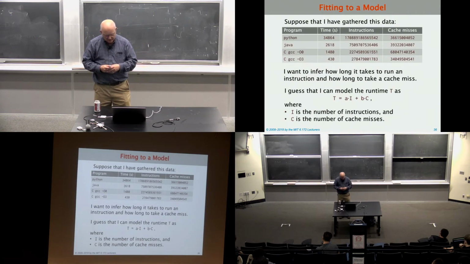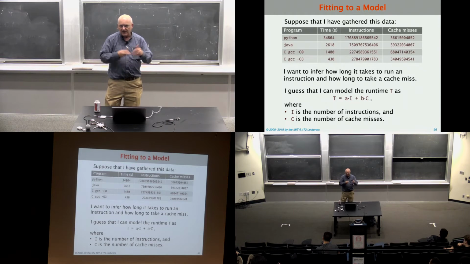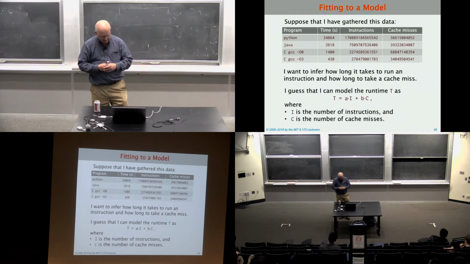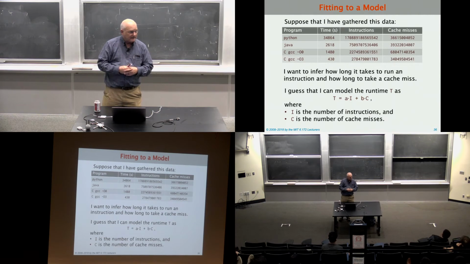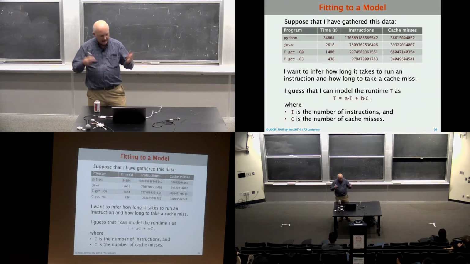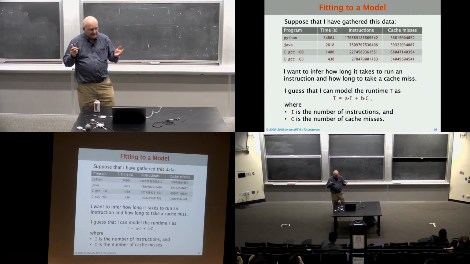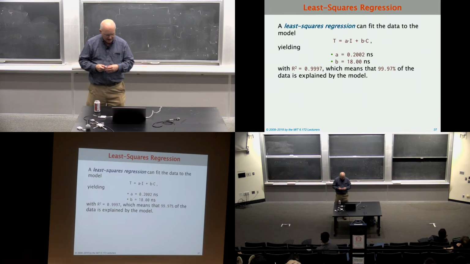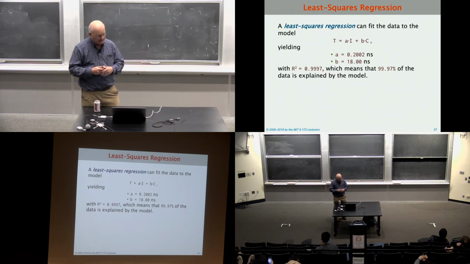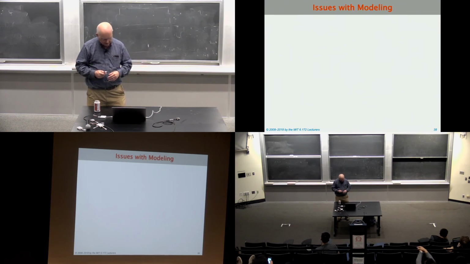The last thing that I want to talk about, which I won't, is fitting to a model. Sometimes you measure things, but you're interested in derived statistics, such as gathering some time, counting instructions, counting cache misses, and asking what you can estimate is the instruction time and what is the cache time. To do that, you do a least squares approximation. There's some statistics behind that, and I'm not going to go over it here, but you can look in the notes.